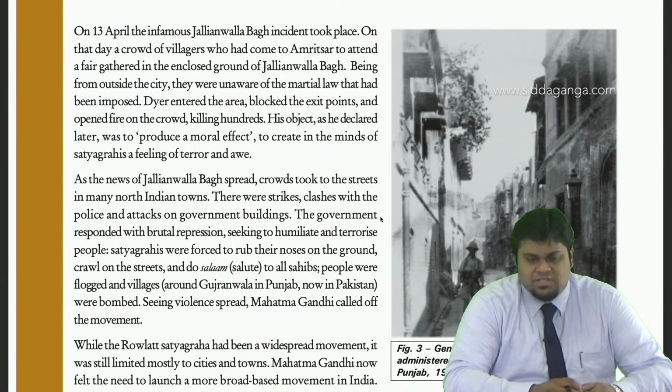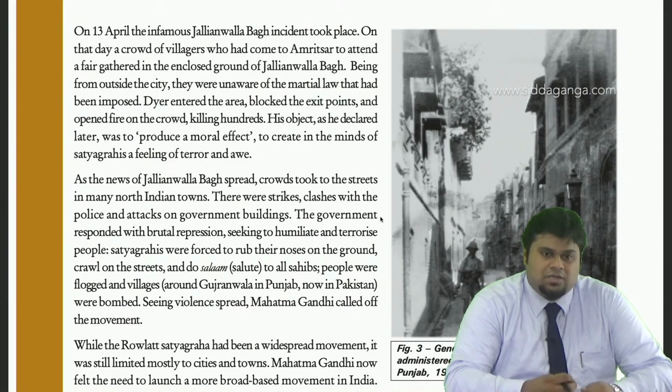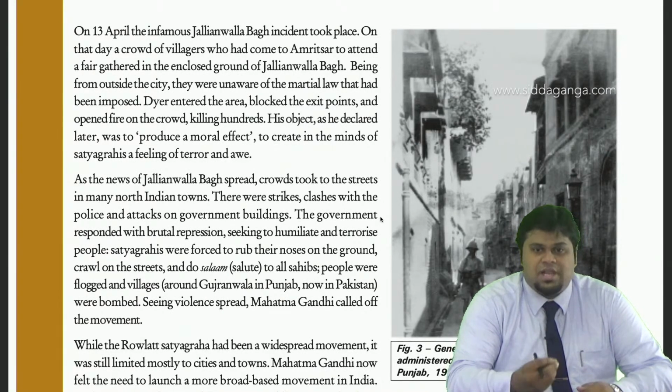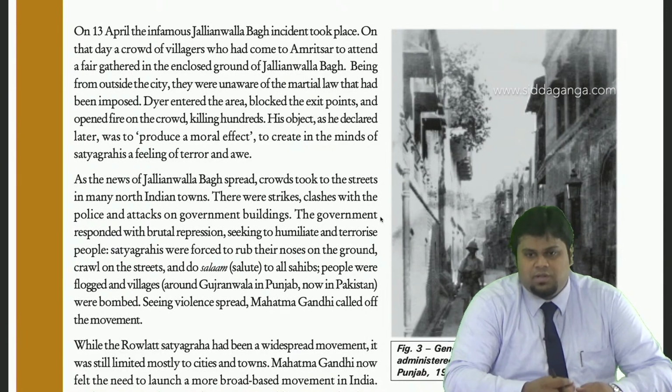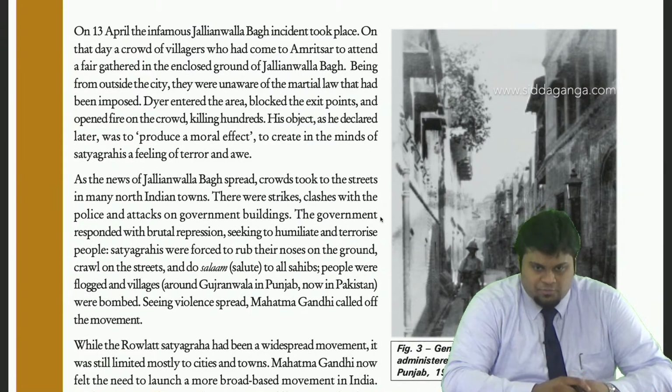The Satyagrahis who were protesting were forced to rub their noses on the ground and crawl on the streets and do salam, which is salute, to all the sahibs. People were flogged, and villages around Gujranwala in Punjab, which is now in Pakistan, were actually bombed. Seeing all this violence spread, Mahatma Gandhi called off the movement.